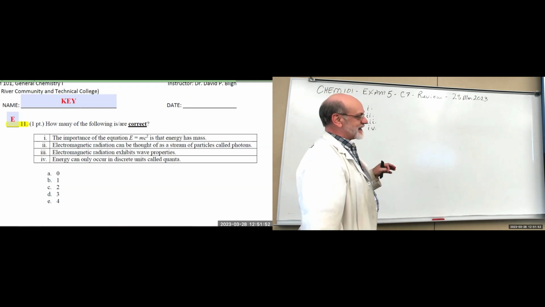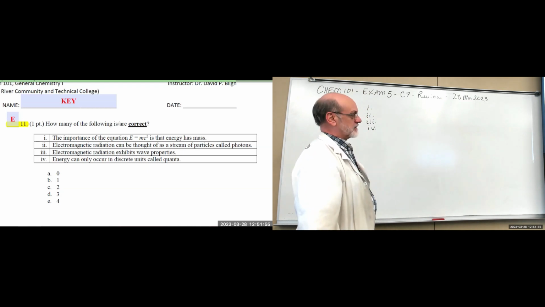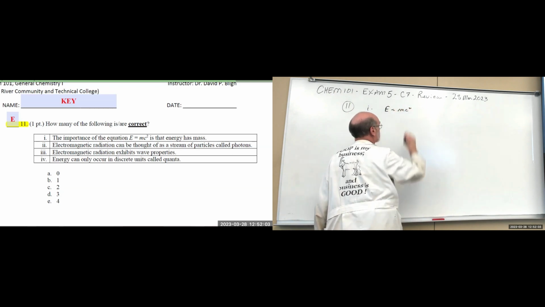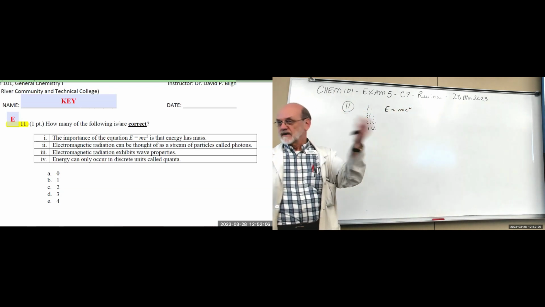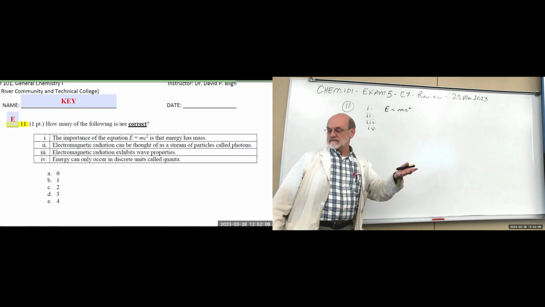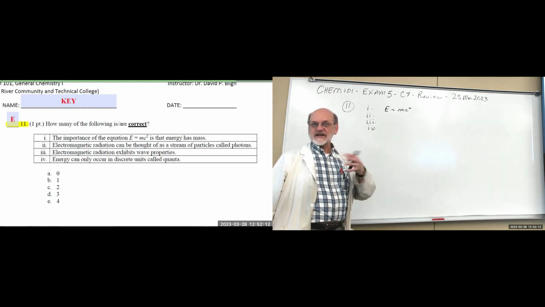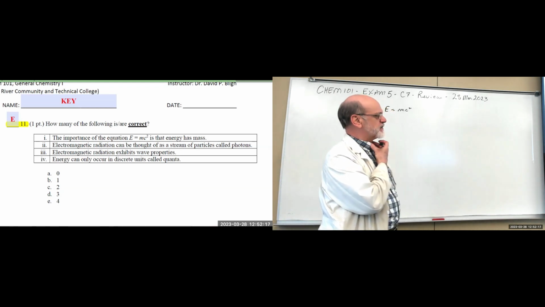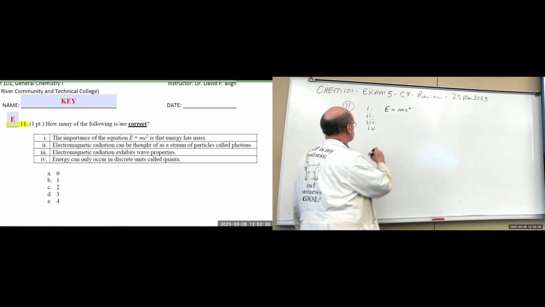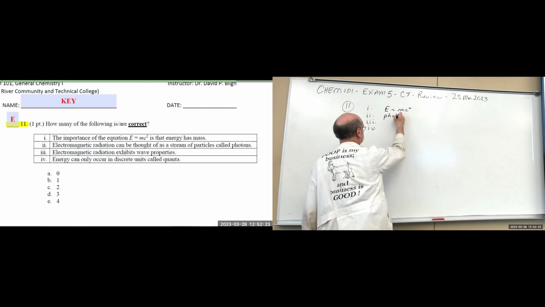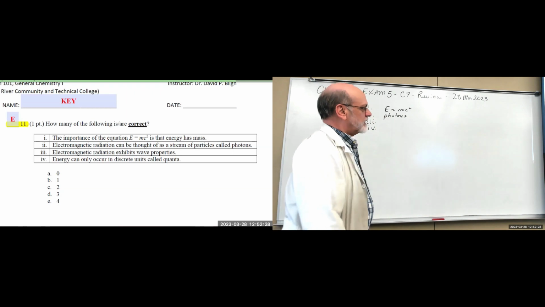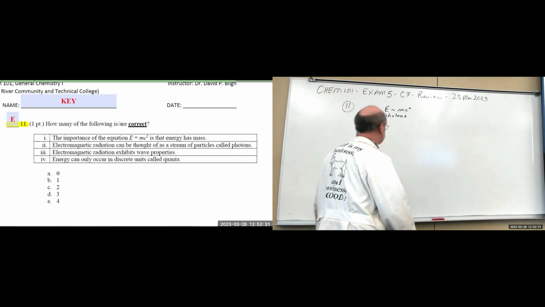The importance of the equation E equals mc squared is that energy has mass. Yeah, I go for that. mc squared, that's what Einstein was saying. They're interchangeable. Matter, mass, and energy are manifestations of the same thing. How about electromagnetic radiation can be thought of as a stream of particles called photons? Yes. All right, that's the particle nature of light. Electromagnetic radiation exhibits wave properties. Yeah, it does that too.